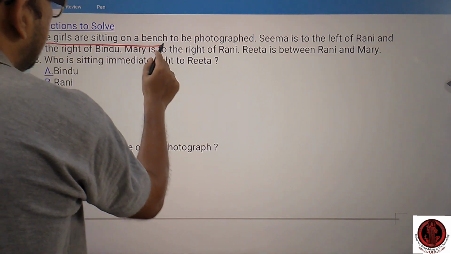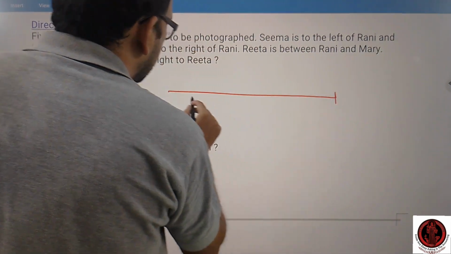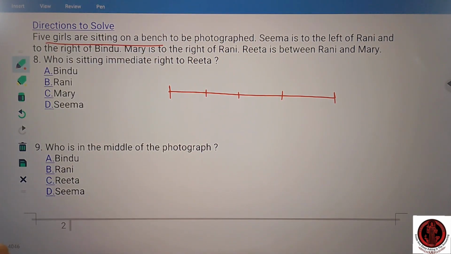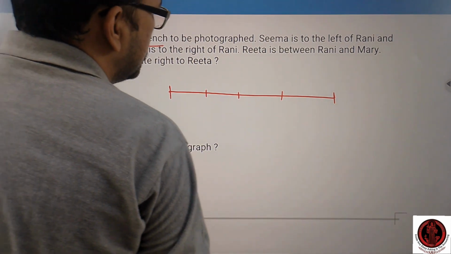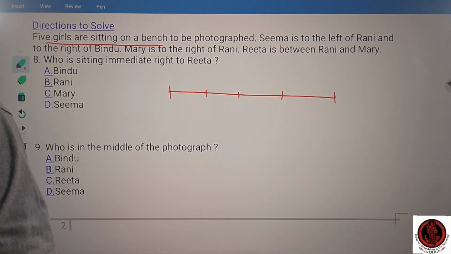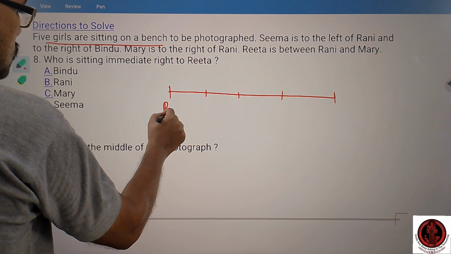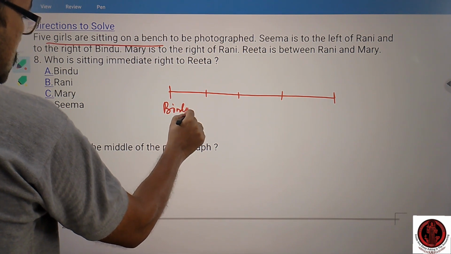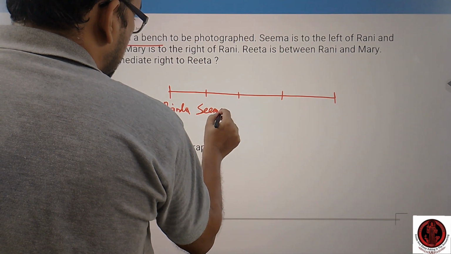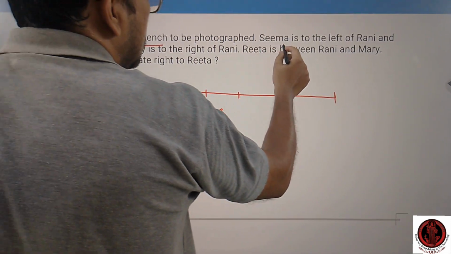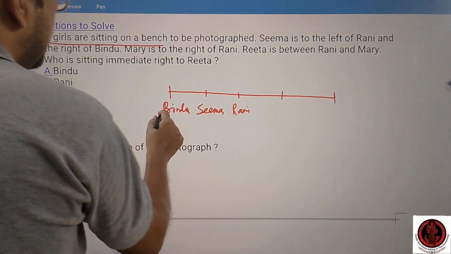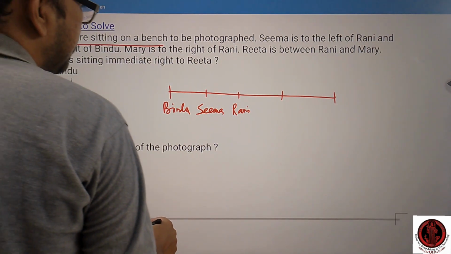Five girls are sitting on a bench. So sitting on a bench means this is a row-wise sitting arrangement. Five girls are there to be photographed. Shima is to the left of Rani and to the right of Bindu. So if this is Bindu, Shima is left of Rani, so this is Rani, and right of Bindu.